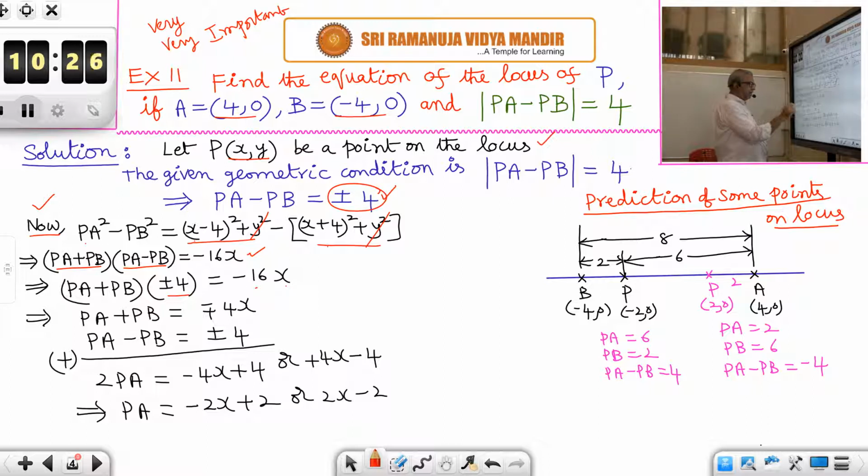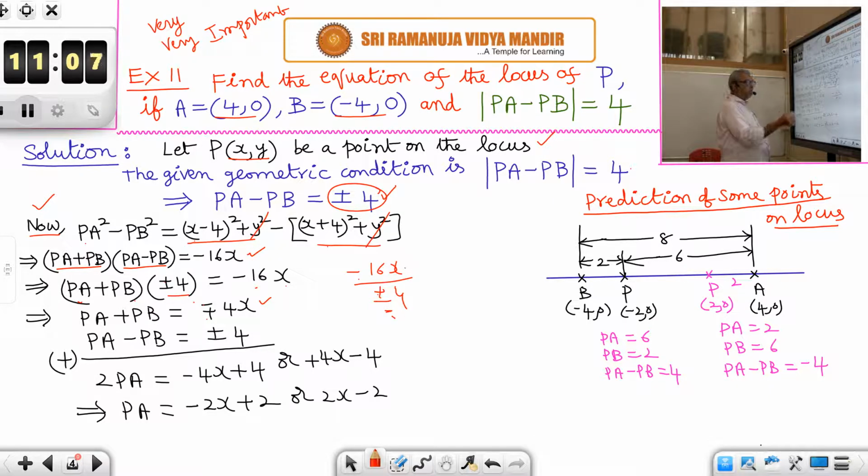So, dividing, you get PA plus PB is equal to what? Minus 16x divided by plus or minus 4. If you divide by plus 4, then you will get minus 4x. That is why I have written minus on top. If you take plus 4, then minus sign, minus 4x. If you take minus 4 in the denominator, minus 16x by minus 4 gives plus 4x. So, therefore, minus or plus 4x. That is PA plus PB.